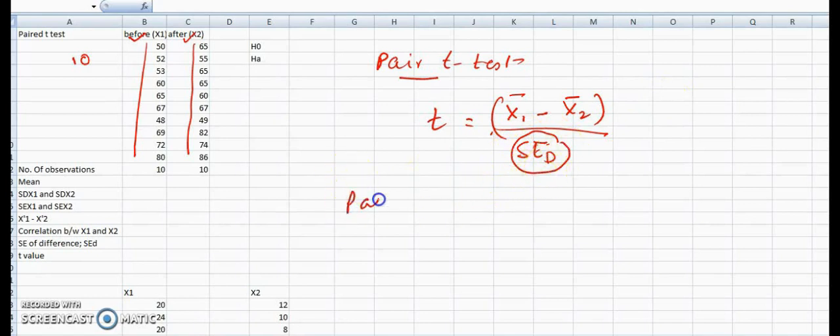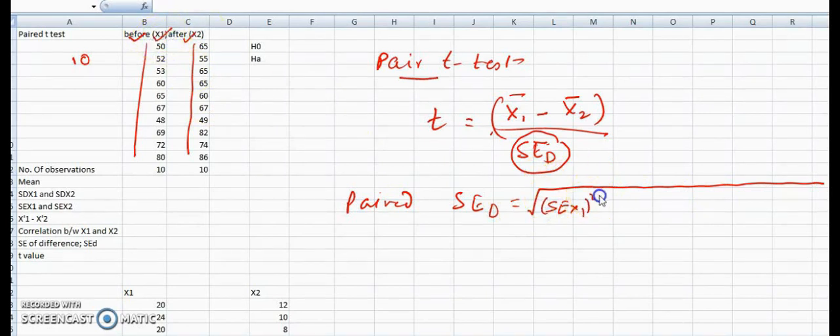In case of the paired t-test, this SED is equal to the square root of SEx1, the standard error of the mean of x1, that is this one, the first data, whole square, plus SEx2 whole square, minus 2 into the correlation value into SEx1 into SEx2. So this is the value for standard error.